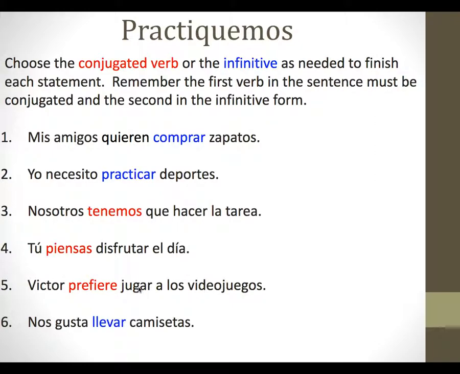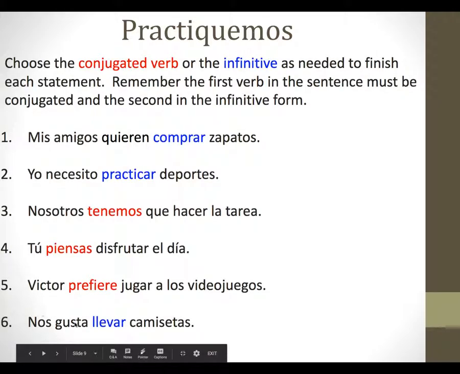Victor prefers to play video games. Victor is the subject. Then we have a conjugated verb, and then an infinitive. And then remember, this one's special as well. We use gusta always when we have a verb following. Nos gusta llevar camisetas. We like to wear t-shirts. So we have the conjugated verb and the infinitive.